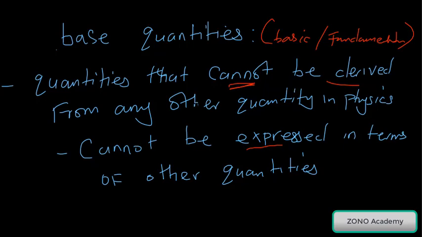Examples of this type of quantity include mass. Mass cannot be expressed in terms of any other quantities apart from itself. Also, we have quantities such as time. Time also cannot be expressed in terms of other quantities apart from time itself. And then we also have length. Length also cannot be expressed in terms of other quantities apart from length itself. So these quantities that cannot be expressed in terms of other quantities are what we refer to as the base quantities. They are basic in their form, they are fundamental in their form.